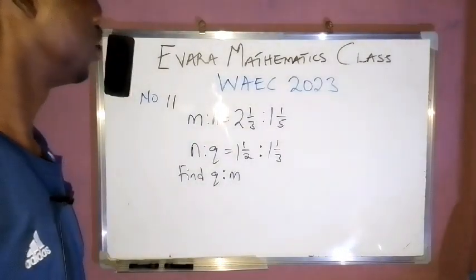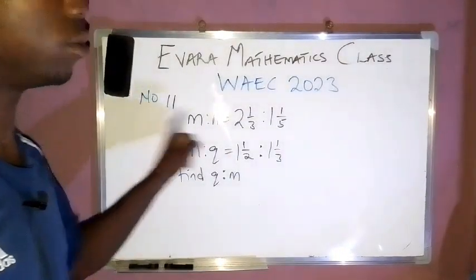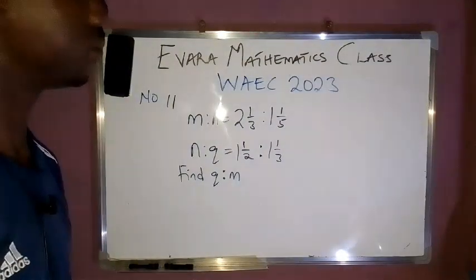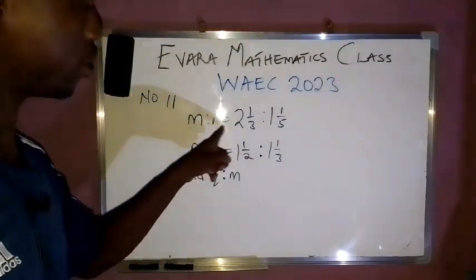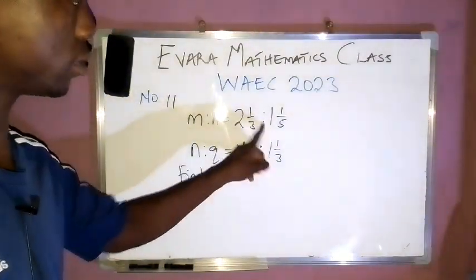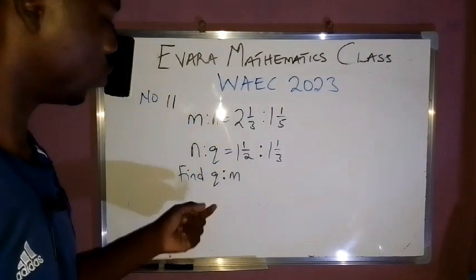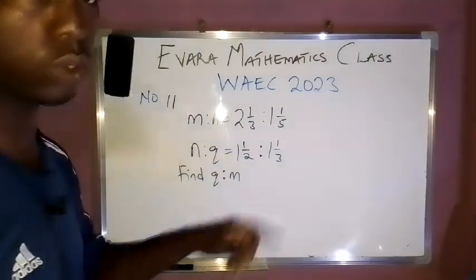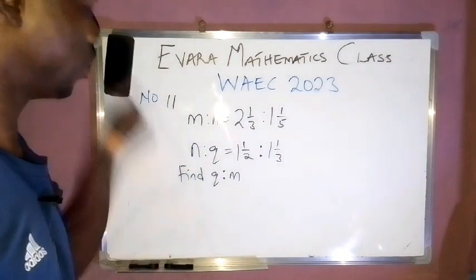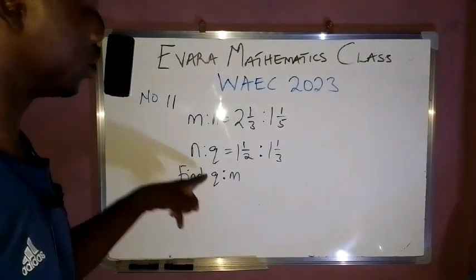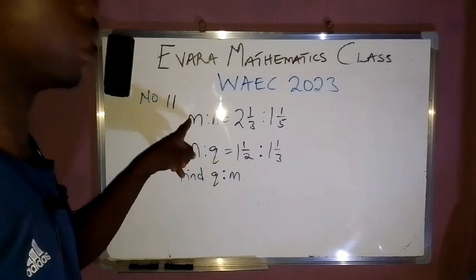Hello viewers, this is question number 11 of WAEC 2023. We have M ratio N equals this and N ratio Q equals this. So we have to find Q ratio M. So we are asked to find the ratio of Q to M.